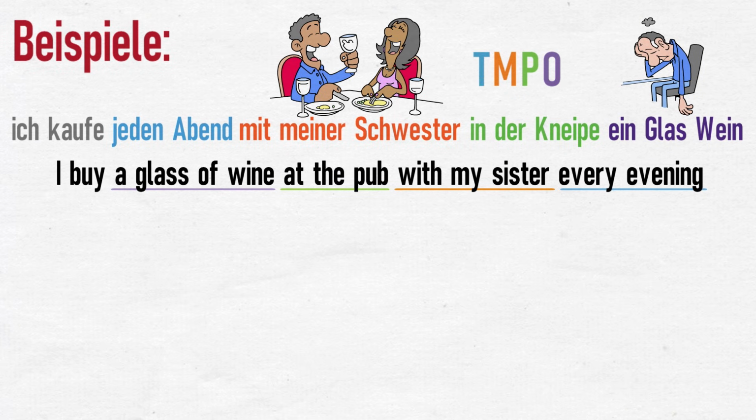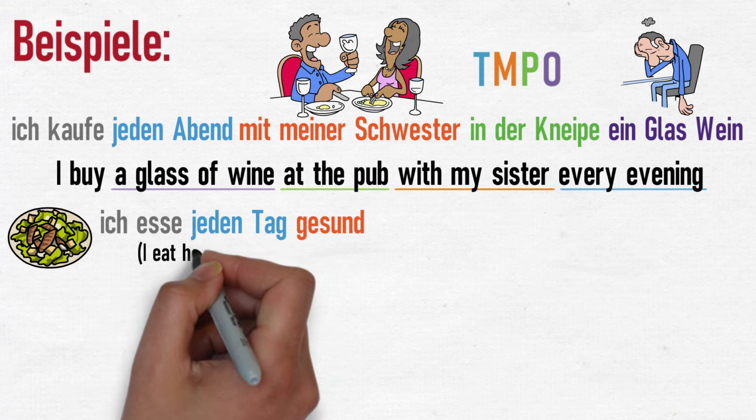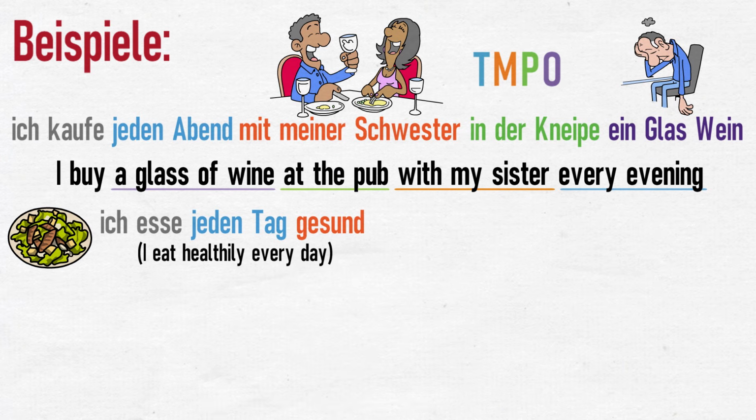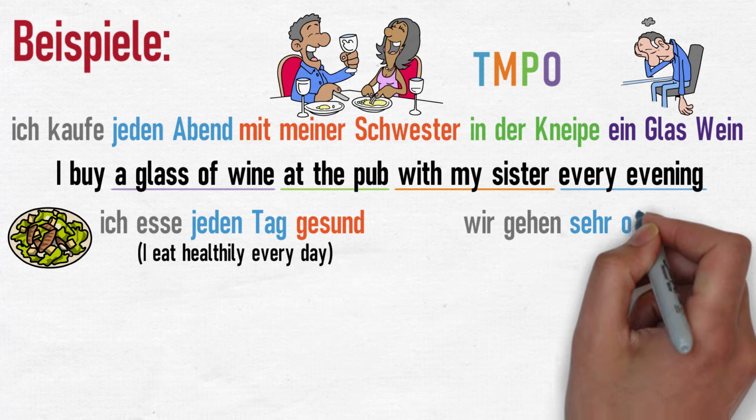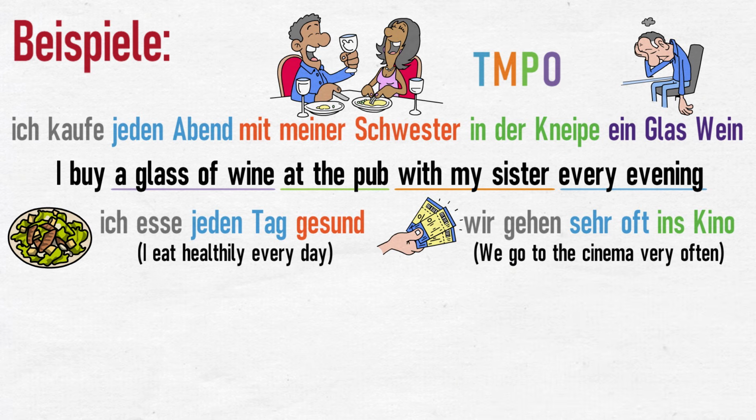So, let's look at some more realistic examples with all elements of the tempo rule color-coded. Ich esse jeden Tag gesund. I eat healthily every day. Wir gehen sehr oft ins Kino. We go to the cinema very often.